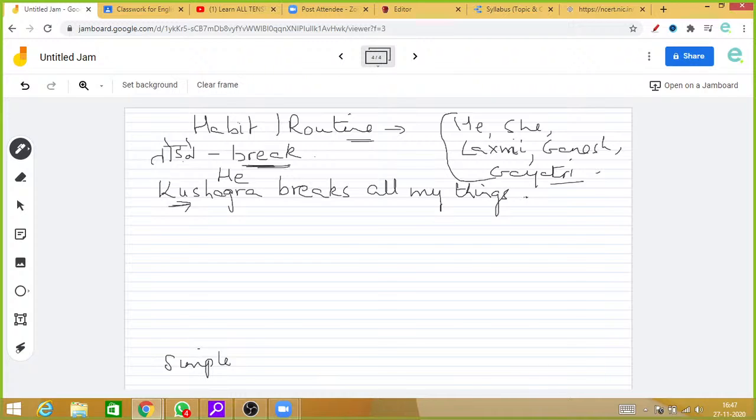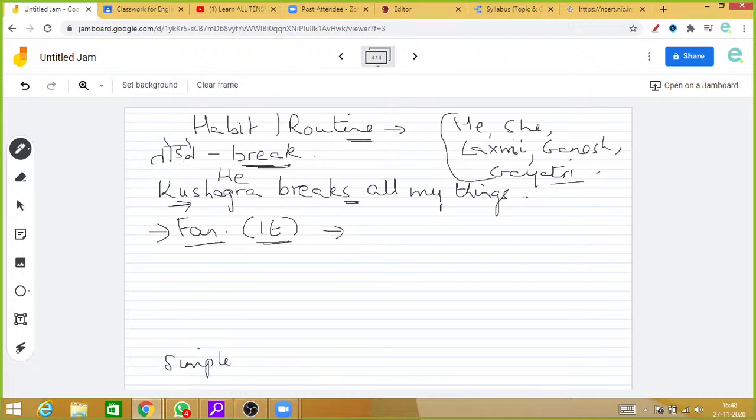Now, supposing we talk about a fan, it comes in there, right? So whenever we use the word it, then also we'll have to put s. Now make a sentence using a fan in the simple present tense.